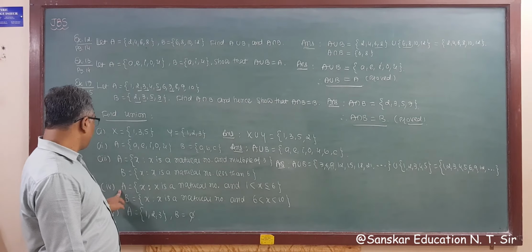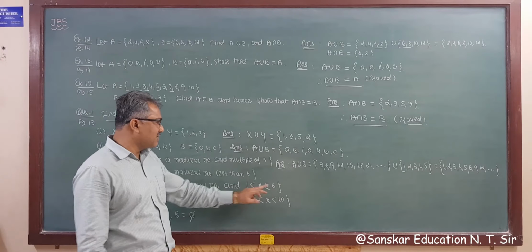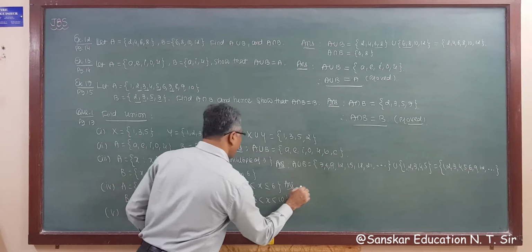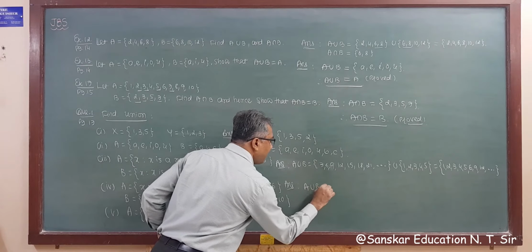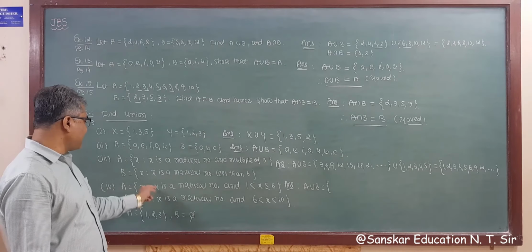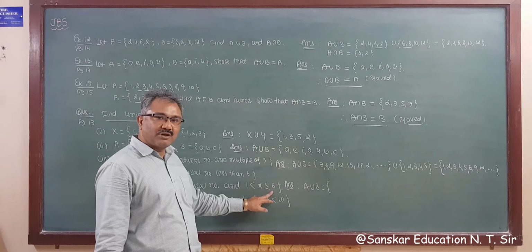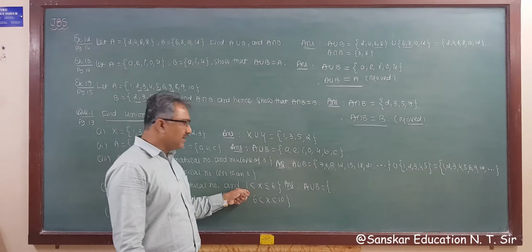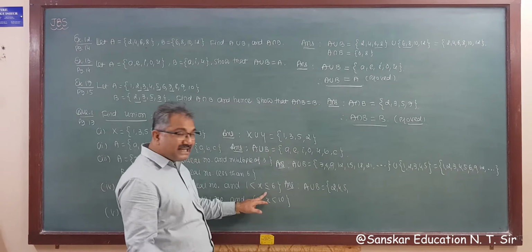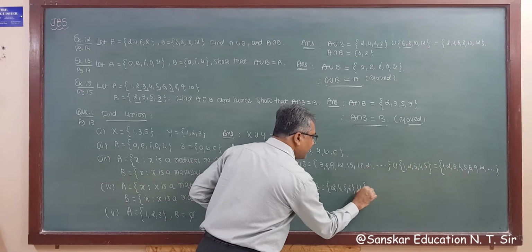Now the fourth question. X is a natural number and 1 is less than X is less than or equal to 6. So for this, find A union B. X is a natural number and 1 is less than X is less than or equal to 6, which means 1 is not included. So you have to start from 2: 2, 3, 4, 5 and 6, since 6 is given as included.